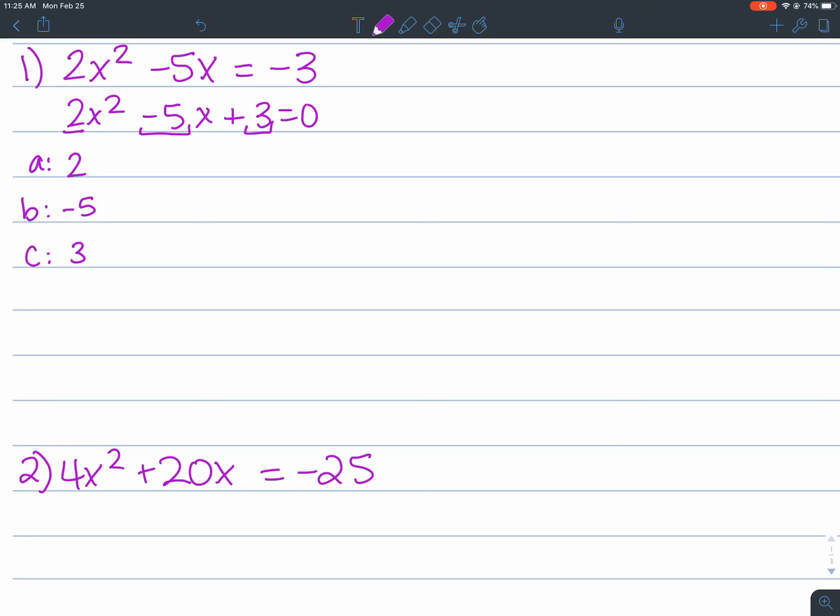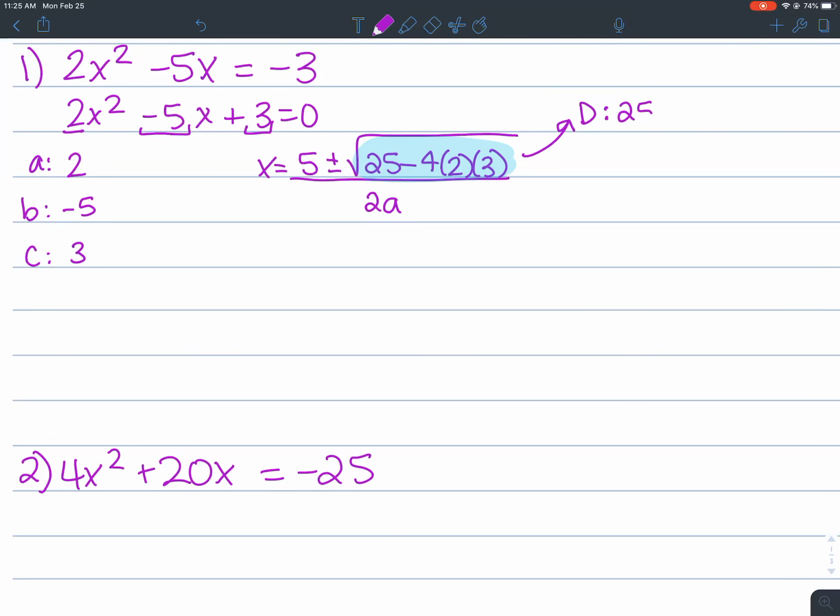And then I can use the formula where x equals negative b, so the opposite of that is 5, plus or minus the square root of b squared, which is 25, minus 4 times a times c, all over 2a. And make sure that you include this whole thing inside the radical. So now let's go ahead and simplify just the discriminant. So our discriminant would be 25 minus, well, 4 times 2 is 8, times 3 is 24. So my discriminant is 1.